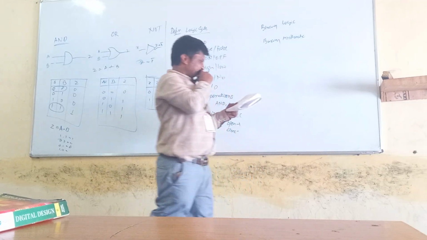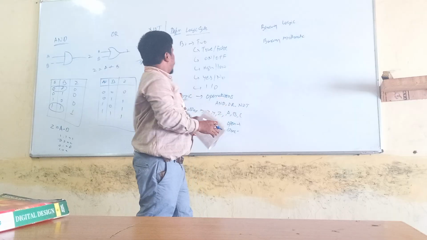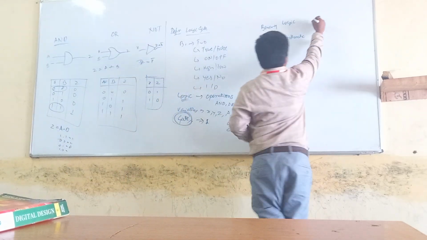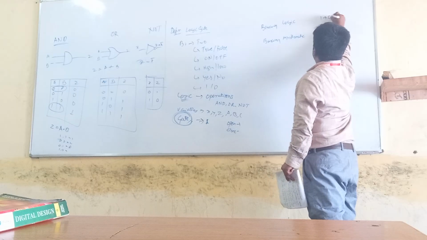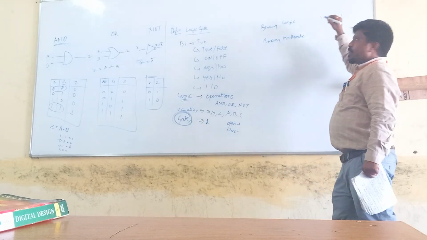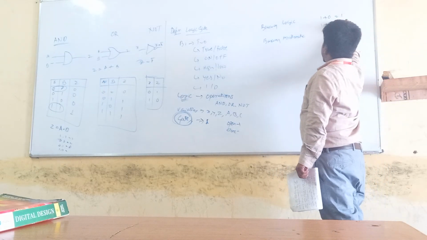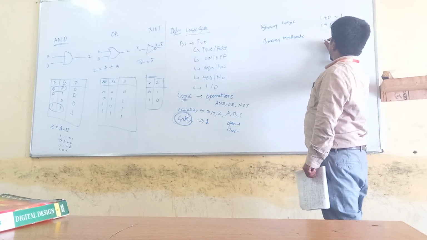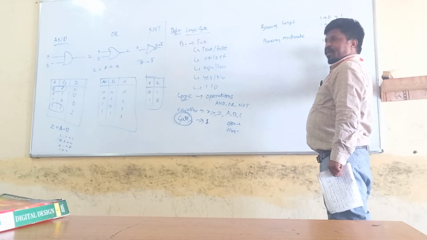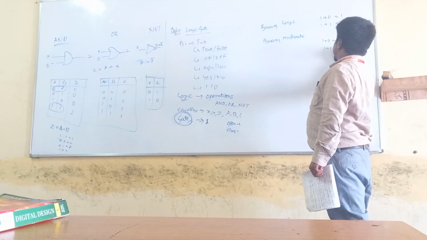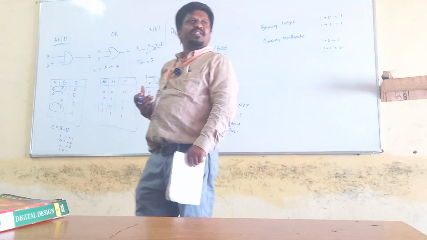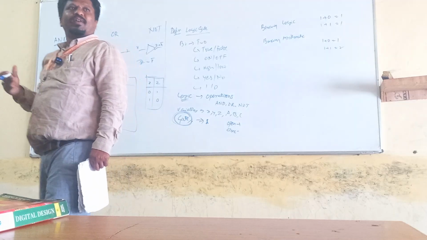For the OR gate, 1 plus 0 is 1, and 1 plus 1 is 1 only. But in binary arithmetic, 1 plus 0 is 1, and 1 plus 1 is 2. Sometimes I will be using binary logic and sometimes binary arithmetic. You should remember this to avoid confusion.